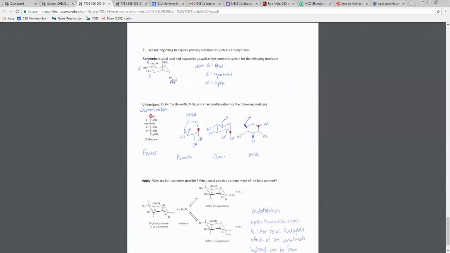Primary metabolites such as carbohydrates: being able to label axial and equatorial as well as the anomeric carbon. This is an example of an alpha anomeric carbon. Being able to draw the Haworth and chair configuration, you're given the Fischer. I've indicated the anomeric carbon, and I've indicated what each of these structures looks like.